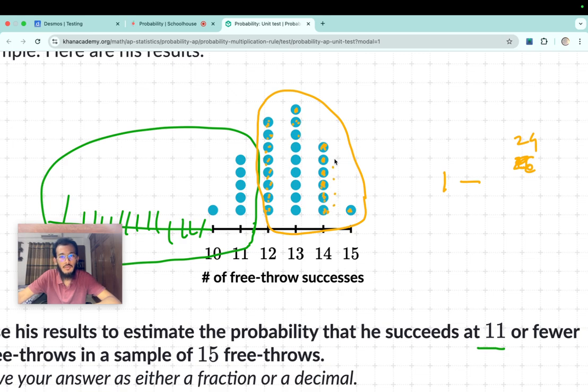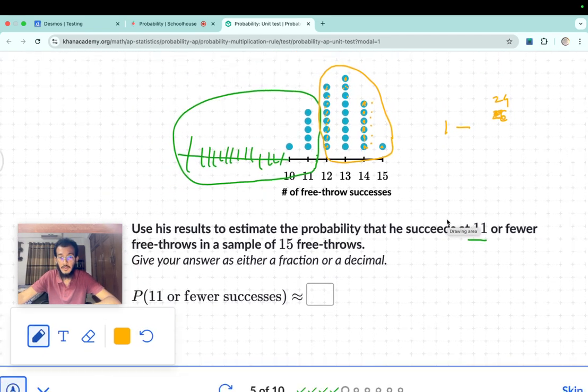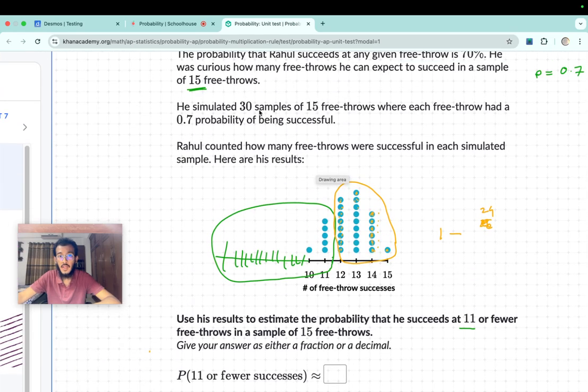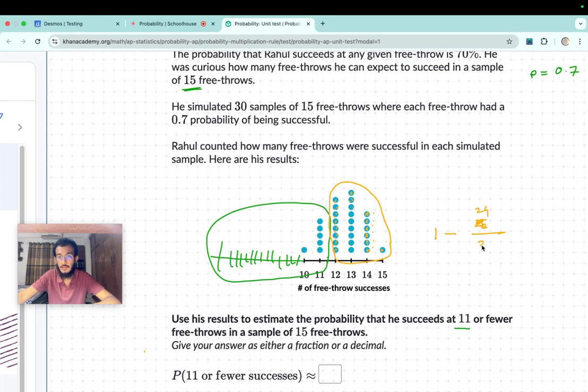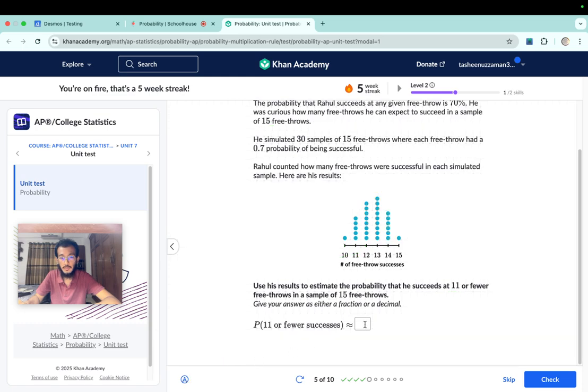1, 2, 3, 4, 5, 6. Oh, this was 6. That's the reason. Anyway, so we are trying to find the probability of 11 or fewer successes. In total, we have 30 samples like this. So 1 minus 24 by 30 should be our answer. 1 minus 24 by 30 is 0.2. So our answer should be 0.2.